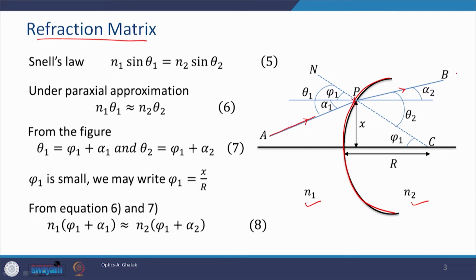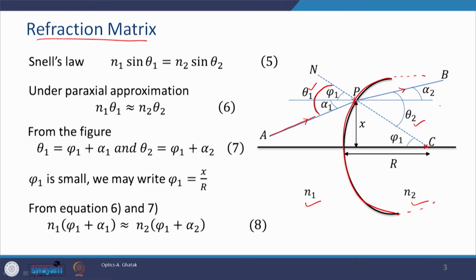Now, since the refracting surface is spherical, we can extend it into a circle and this circle has a center C. If we want to draw a perpendicular at point P, we will have to join point P with C, and therefore PC will represent the perpendicular at point P. Once the perpendicular is known, we can easily calculate the inclination of the incident ray with the perpendicular, which is represented by theta 1 in this diagram, and the angle of refraction, as shown in the figure, is theta 2.